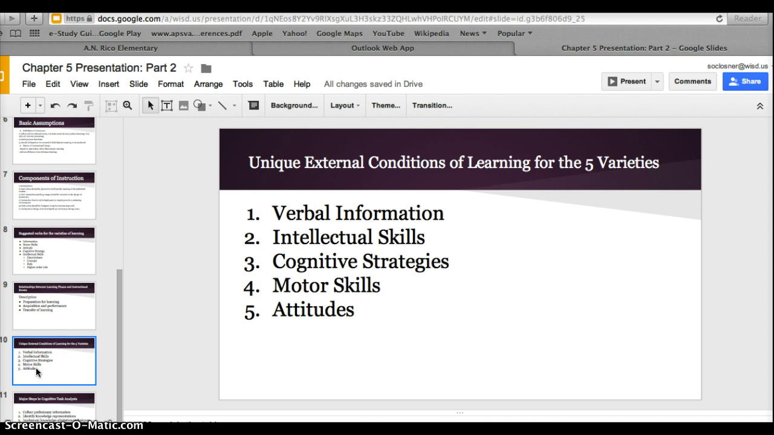The unique external conditions of learning for the 5 varieties. Gagne identifies 5 major categories of learning: verbal information, intellectual skills, cognitive strategies, motor skills, and attitudes. The different internal and external conditions are necessary for each type of learning.